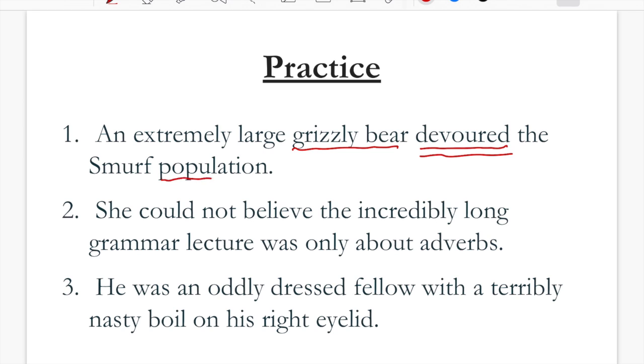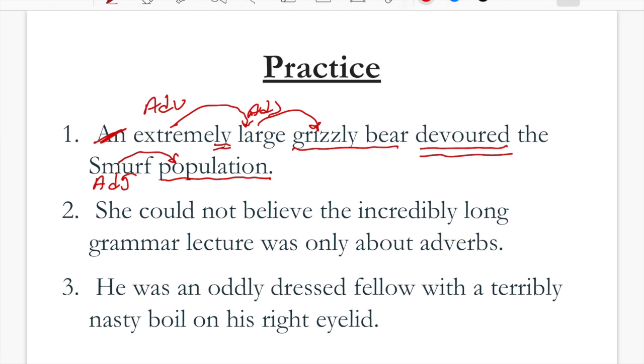And population is what was devoured, with Smurf modifying population. So Smurf is an adjective. Now let's look at our grizzly bear. The grizzly bear is large, right? So large is an adjective. We're going to ignore this. It's an article, so we know it's an adjective. How large was the grizzly bear? It was extremely large. So extremely is modifying the adjective, which means this is an adverb. Also, notice we've got our happy little ly right there.